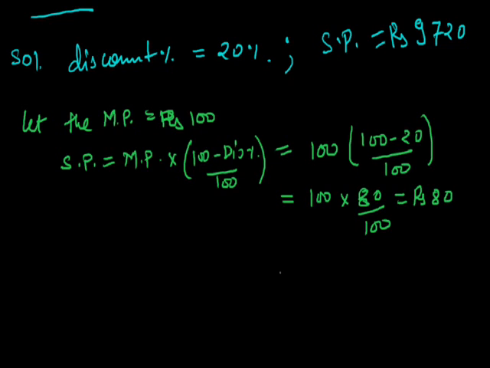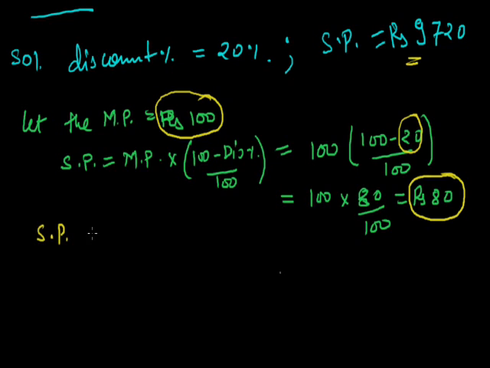Now, since we have assumed that the marked price is rupees 100 and after allowing a discount of 20%, we are getting the selling price as rupees 80. But here the selling price is not rupees 80, it is rupees 9,720. So we can write, if the selling price is rupees 80, then the mark price was rupees 100.